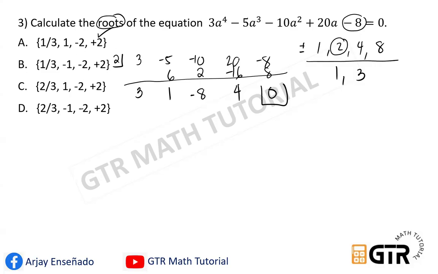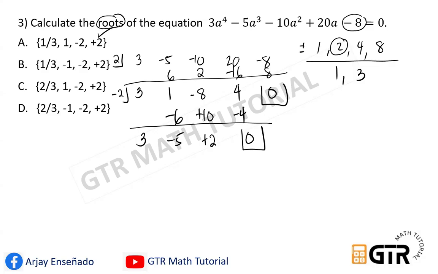And then let's try -2, again because in the choices, all have -2 and +2. So I'll put -2 here and continue. Bring down 3. Multiply 3 times -2, we have -6. Add 1 plus -6, we have -5. Multiply -5 times -2, that is equal to +10. Add -8 plus 10, we have +2. Multiply 2 times -2, that is equal to -4. And then we have a remainder of 0.